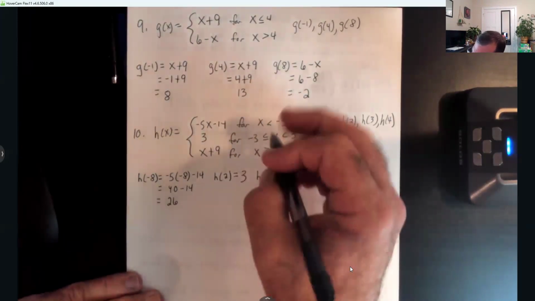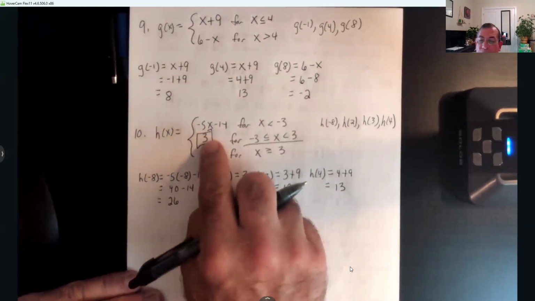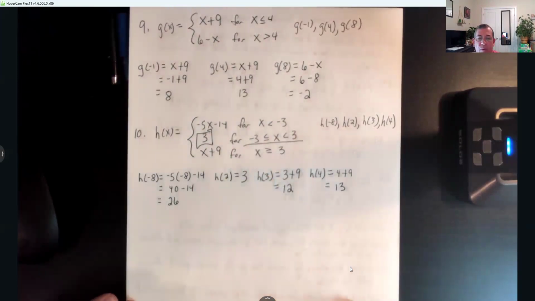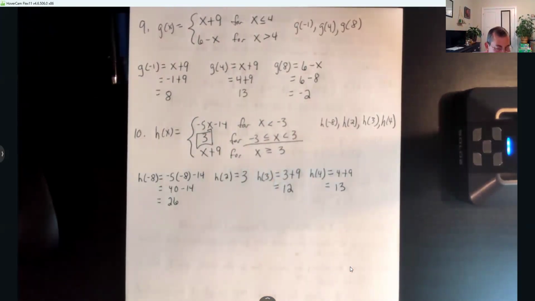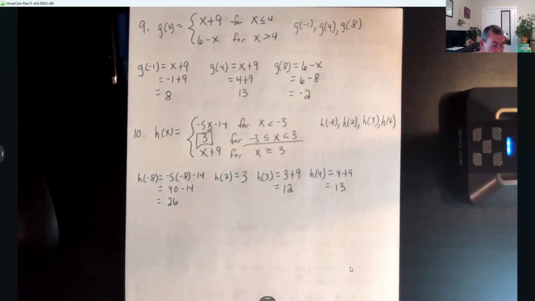Y'all just remember, anything in this interval equals 3. There's no variable to plug in. It automatically just equals 3, and you move on, okay? All righty, y'all. So questions on those?